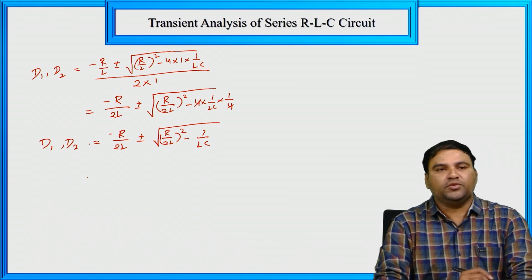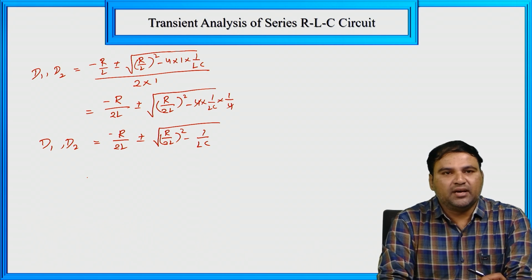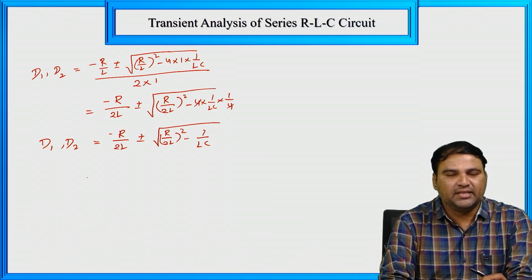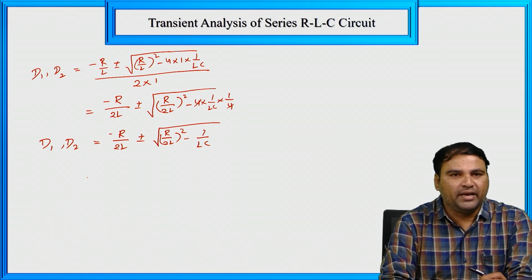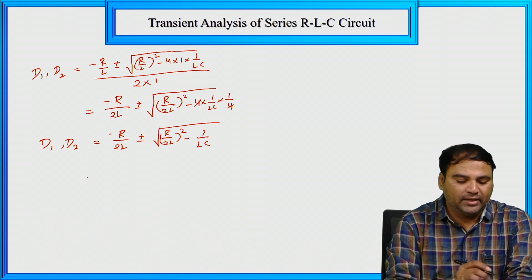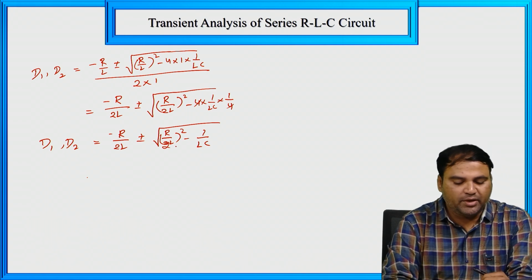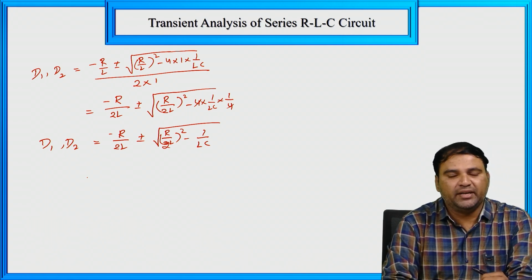So the first root D1 is equal to minus R by 2L plus under root of R by 2L whole square minus 1 by LC, and the second root D2 is equal to minus R by 2L minus under root of R by 2L whole square minus 1 by LC.